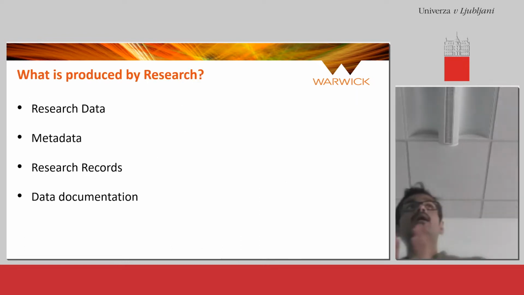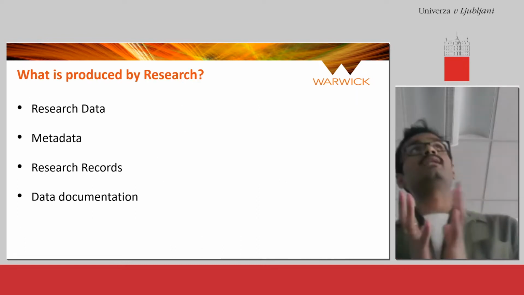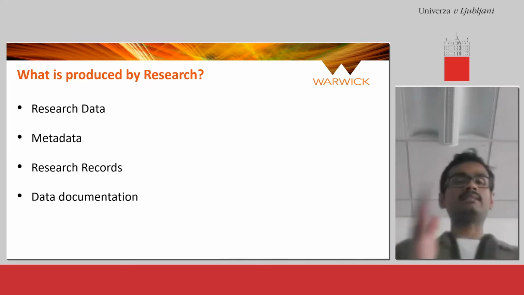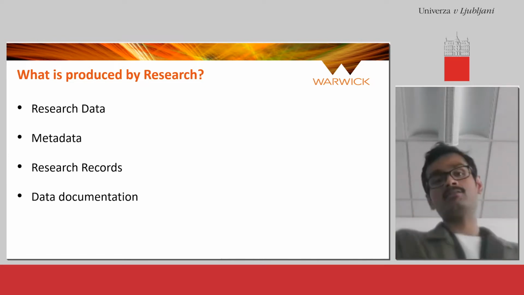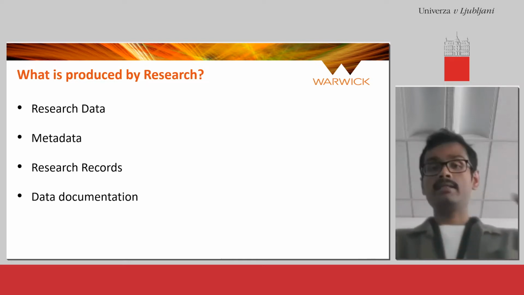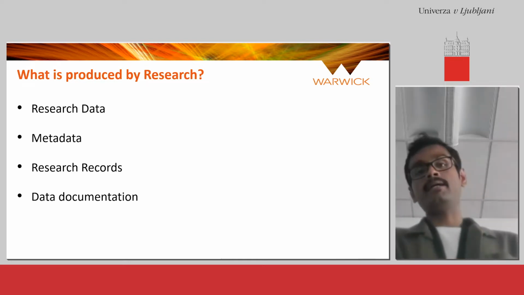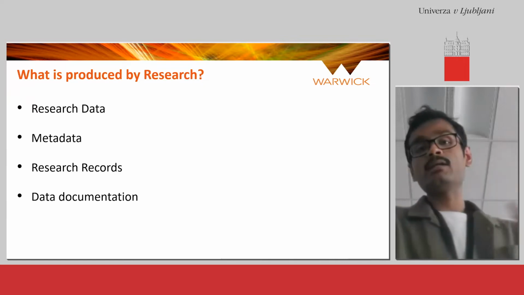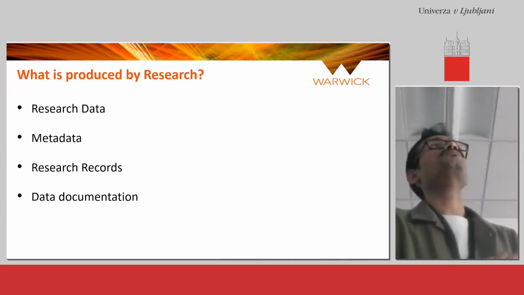So this is a very basic slide: what is produced by research. Research produces a lot of things, papers, theses, articles, but from the data aspect, I'm just putting four basic words here: research data, metadata, research record, and data documentation. I'll cover in brief what these things mean.